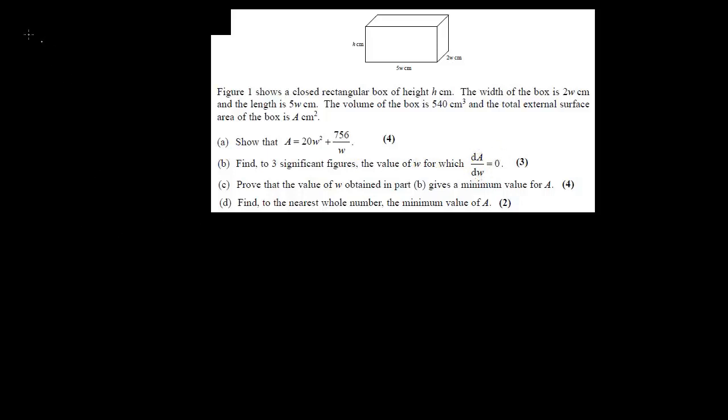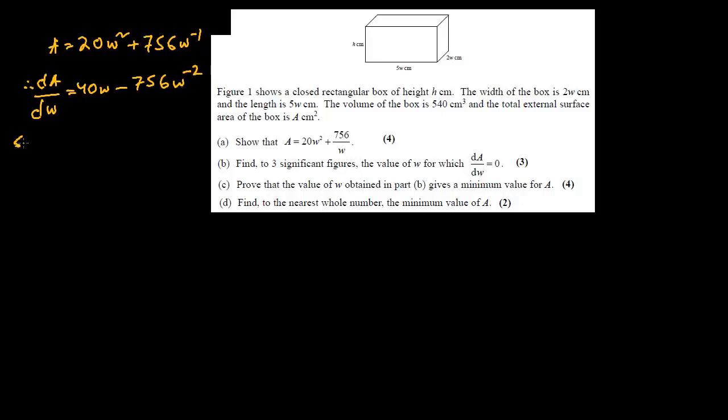So let's find the value of the derivative. So this is 20w squared plus 756 w to the power minus 1. It is important to bring the variable upstairs. So the derivative is going to be dA by dw equals 20 into 2 is 40w, then 756 into minus 1 is minus 756, w to the power n minus 1, this would be w to the power minus 2.